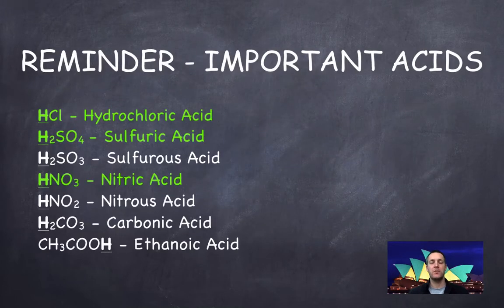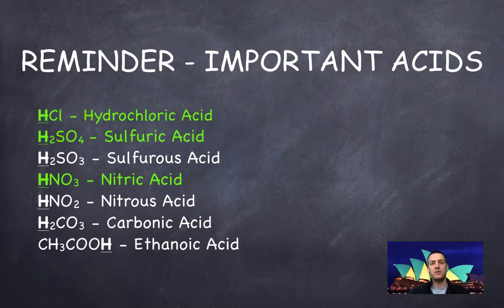Right, so to begin with we're going to have a look at this list of important acids which hopefully you saw in the introductory film about acids and bases. Three of them are highlighted in green. They're the three strong acids that you're going to need to remember for the IB course. They're not the only three strong acids in the world, they're just the three that you need to remember.